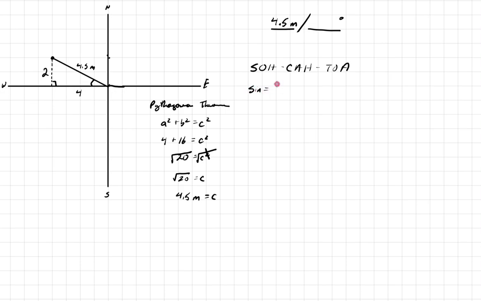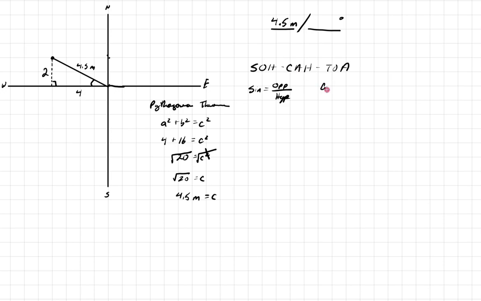Sine is equal to opposite over hypotenuse. And this is the hypotenuse. What it means by opposite is the side opposite the angle. This is the angle, so the side opposite the angle would be 2. We have that dimension, so we can use sine to find the degree of measure.